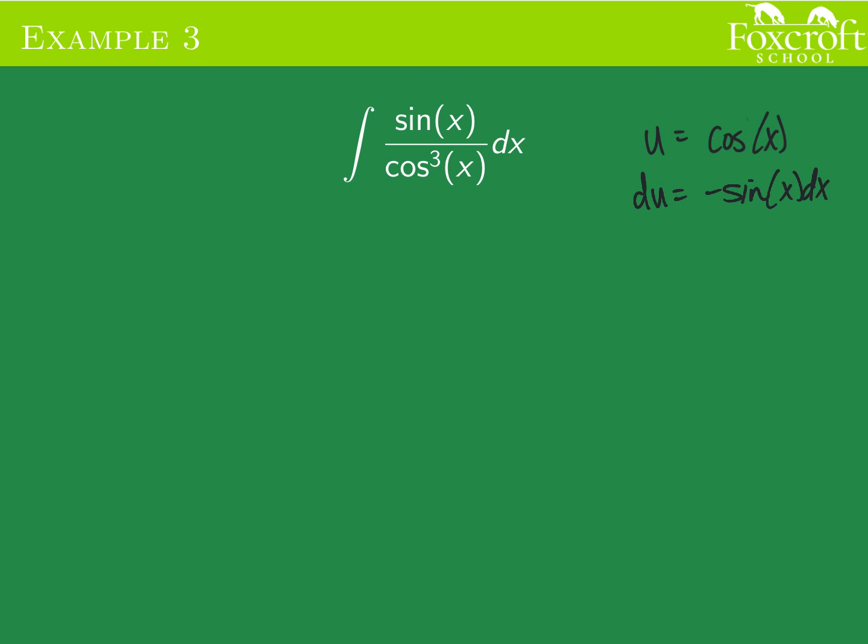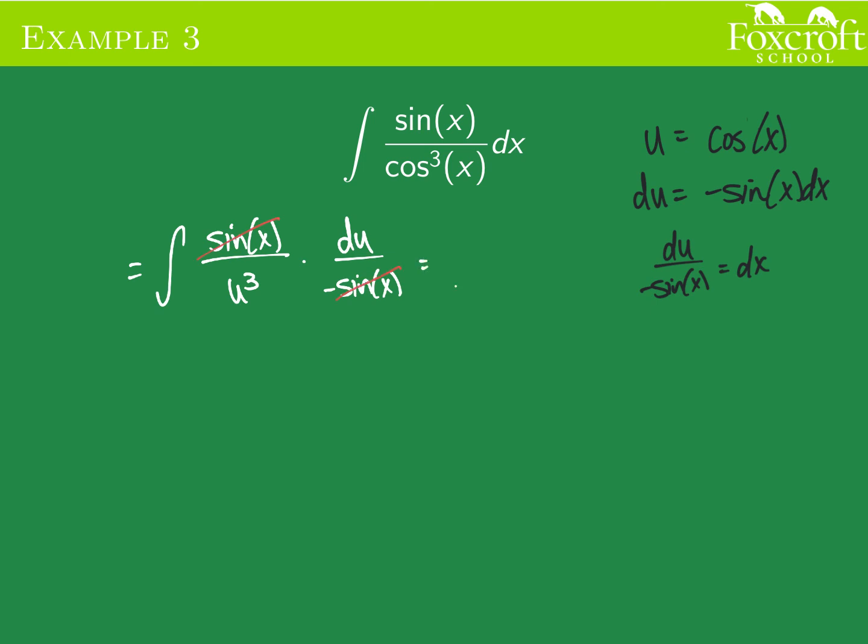And again, I don't see negative sine exactly there, so I'm just going to solve for dx. All right, so now I can plug this in. Right, sine of x is on the top. Cosine is u, so if it's cosine cubed, then I have u cubed down here. And dx is going to be du over negative sine of x. And again, whenever you're doing this u substitution, if all the x's don't go away and you have x's and u's in your problem, then that's an issue, so you chose the wrong u. So here we see that the x's do go away because those sines cancel, and this simplifies down to negative 1 over u cubed du.